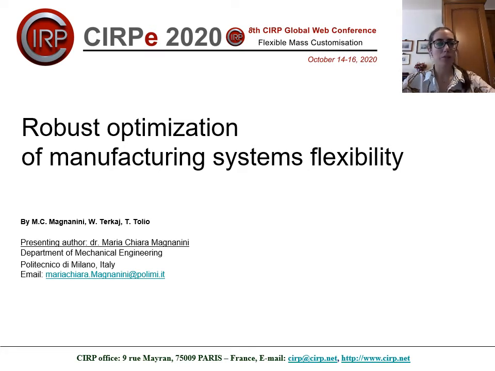This work is titled Robust Optimization of Manufacturing Systems Flexibility, and it is a joint work between myself, Chiara Magnanini, and Professor Tullio Tolio from Politecnico di Milano, and our colleague from the National Research Council of Italy, Walter Terkaj.